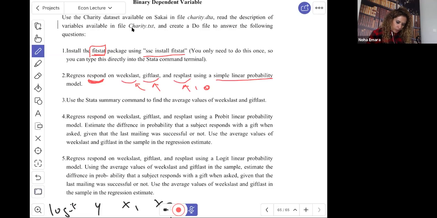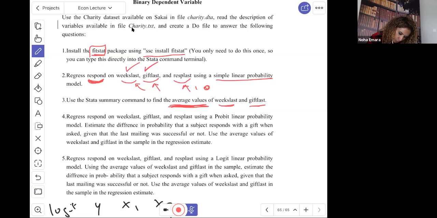After you're done, you're asked to use the Stata summary to find the average values. I told you we have two options when we're working with probit and logit models. I can either give you certain values of other regressors, or I ask you to compute at the mean, right? So computing at the mean, you need to compute the averages. Once you get the averages of weeks last and gift last, then you're done with question 3.